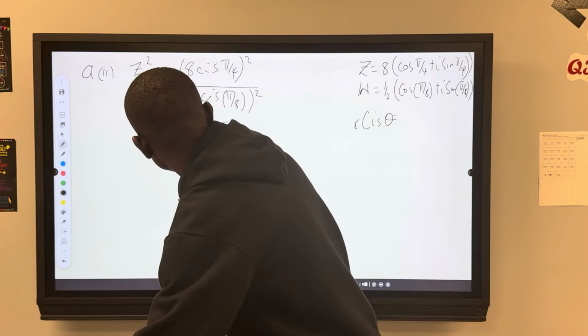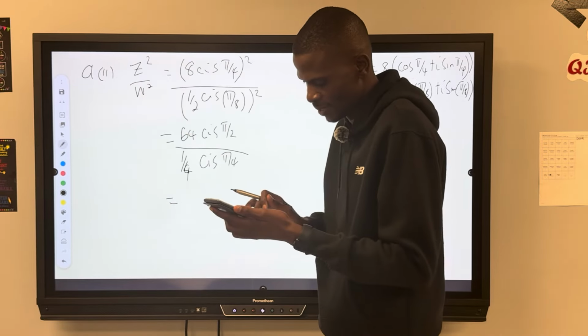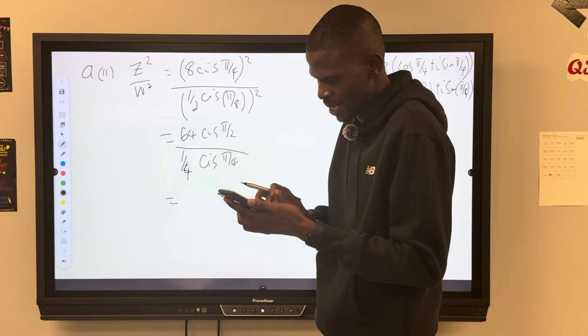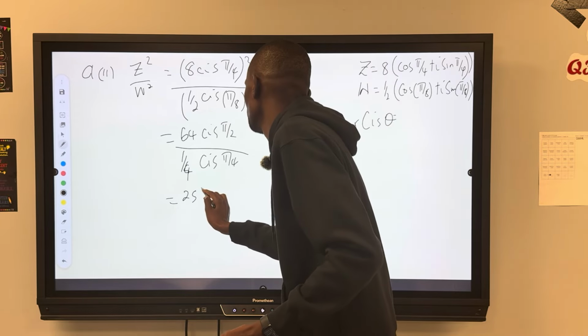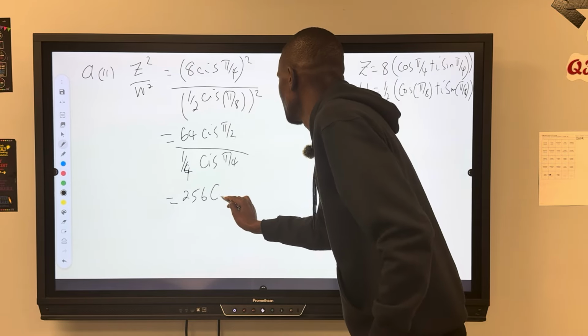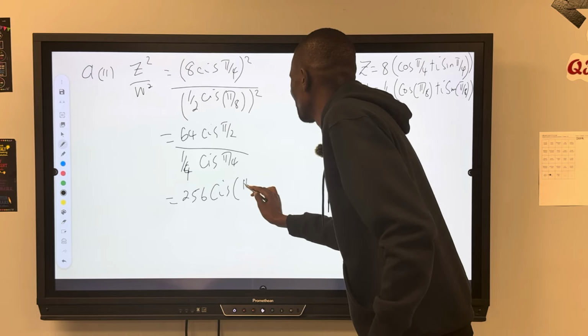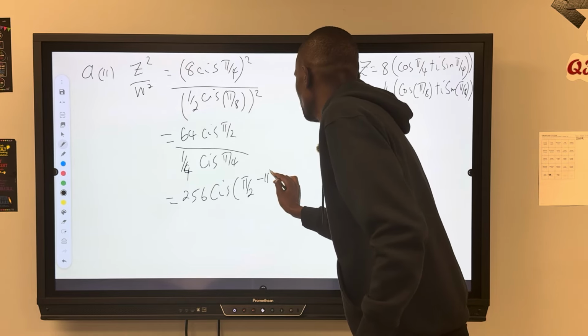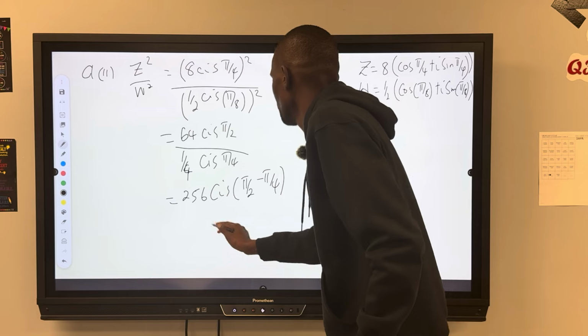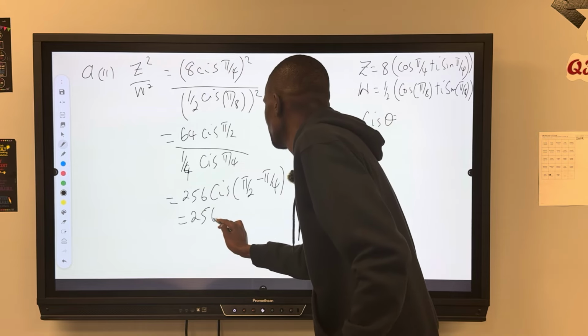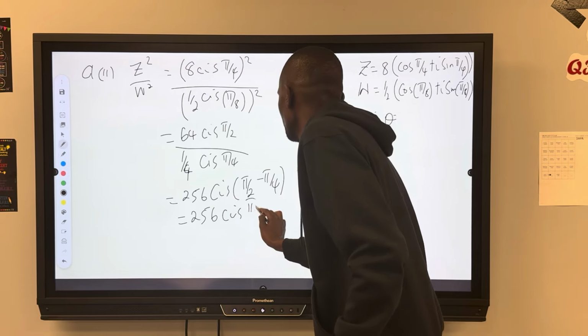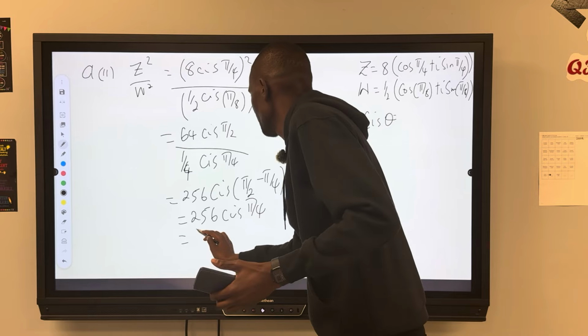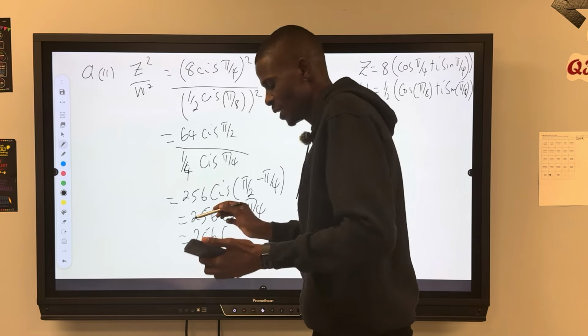If you divide directly, 64 divided by 1/4 is 64 times 4, which becomes 256. So this is 256 cis. When you divide, you subtract, so we remain with pi over 4. So it's 256 cis pi over 4. And now, remember, we need to express that in rectangular form.